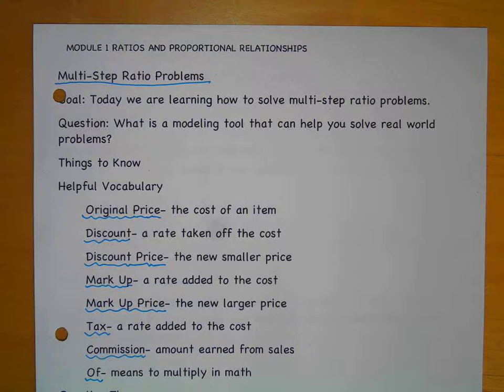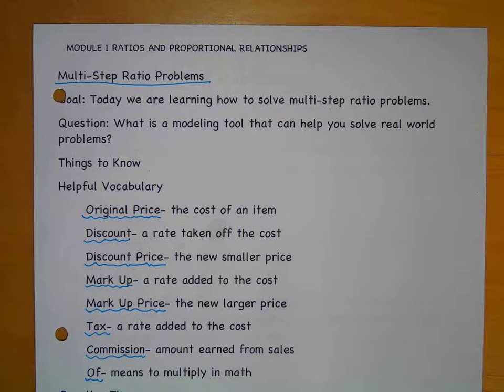Okay, discounts, my dears, are when they take that original price and they give you a rate taken off the cost. So when they say Walmart's having a sale of 10% off, you would take the original price and you would take 10% off of it, and then that's your sale price. So that's the discount. The discount price is the actual new price that happens. So the discount would be the 10%. The discount price would be the new amount that is smaller than the original.